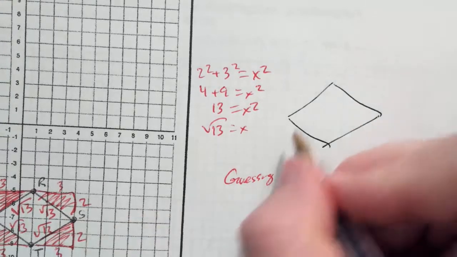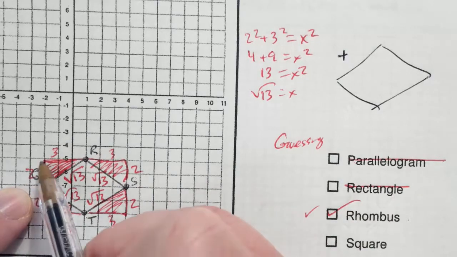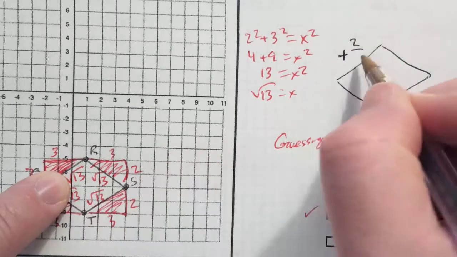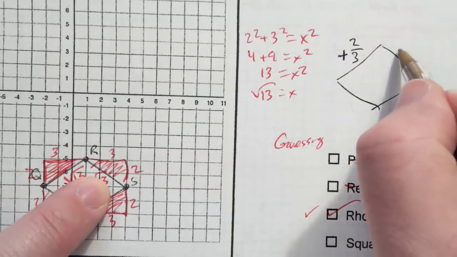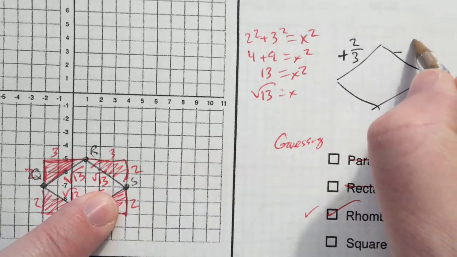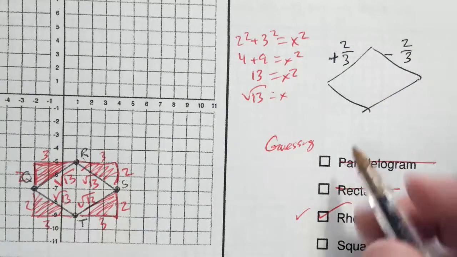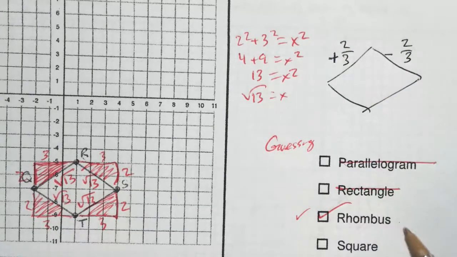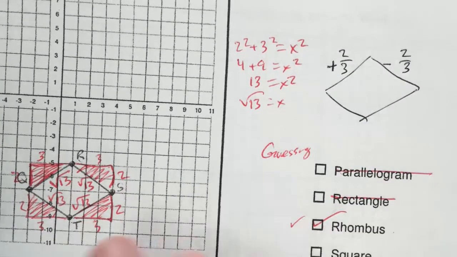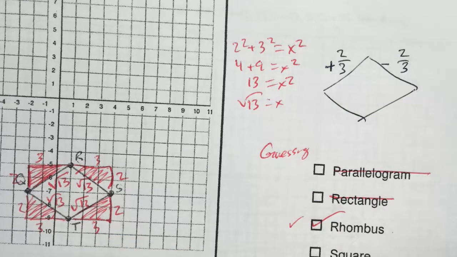This is a positive slope because it rises from left to right, and I rose 2 and I ran 3. And this one over here is a negative slope, and I rose 2, ran 3. So I flipped the sign, but I did not flip the fraction. Just looking at this, after you draw it, you can say, I'm pretty sure that's a rhombus. Go the extra step and measure it with your piece of paper.